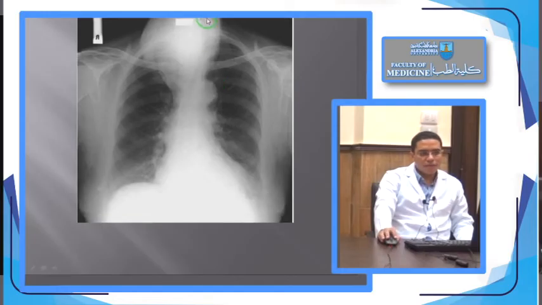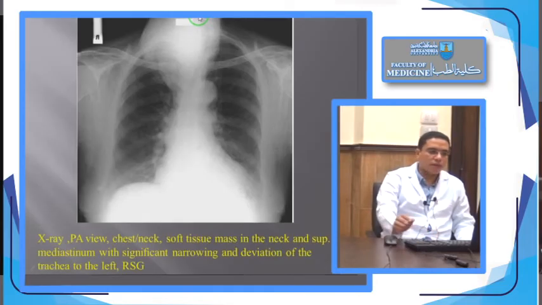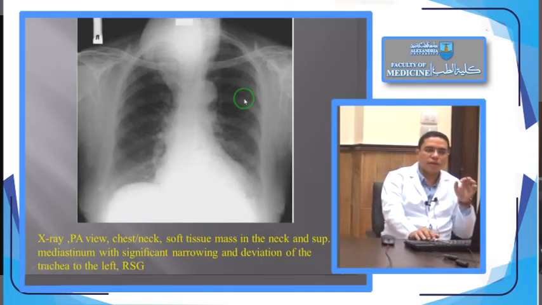We can see here, maybe not very clear, that this is the trachea. We have a shadow here of the trachea, and we have an evident shadow for a lesion, soft tissue shadow in the lower neck and the superior mediastinum, deviating the trachea to the opposite side. Most probably this is a retrosternal goiter. So this is an X-ray, posterior anterior view, chest, neck, soft tissue mass in the neck and superior mediastinum with significant narrowing and deviation of the trachea to the left side, most probably retrosternal goiter.